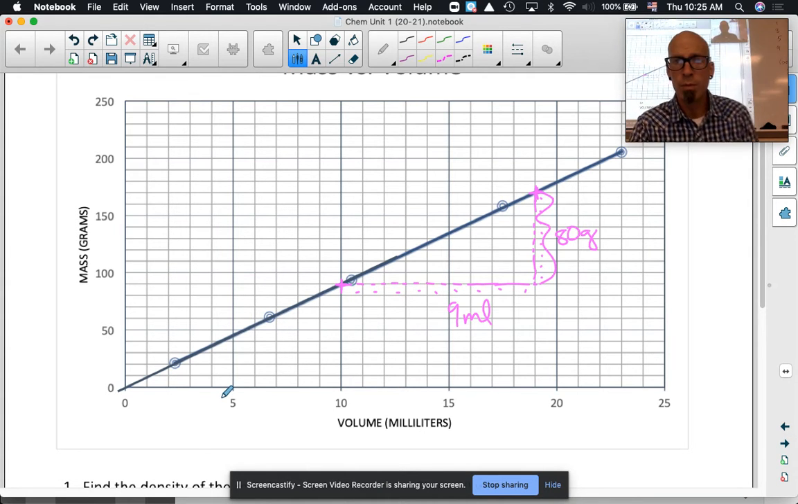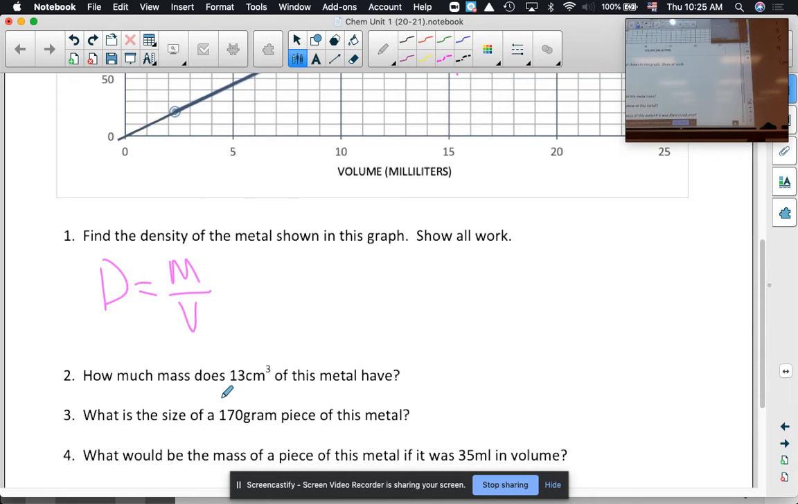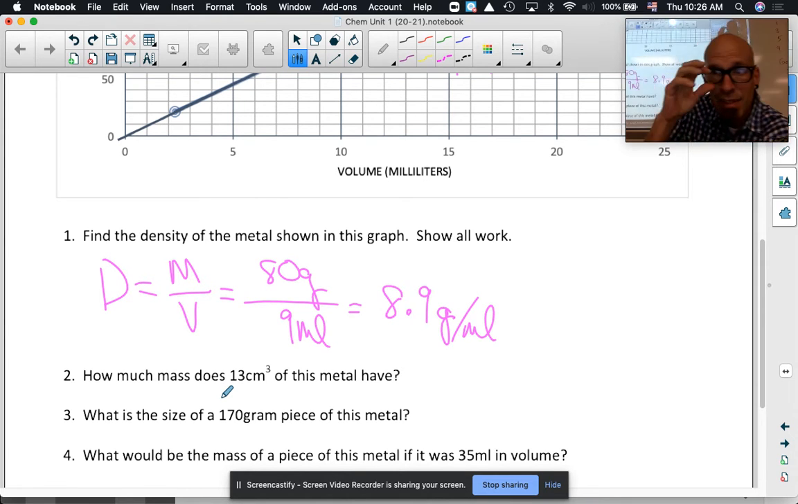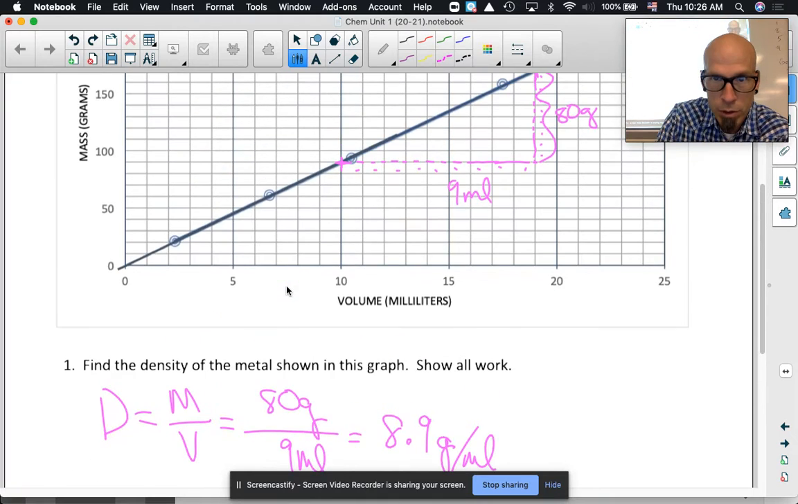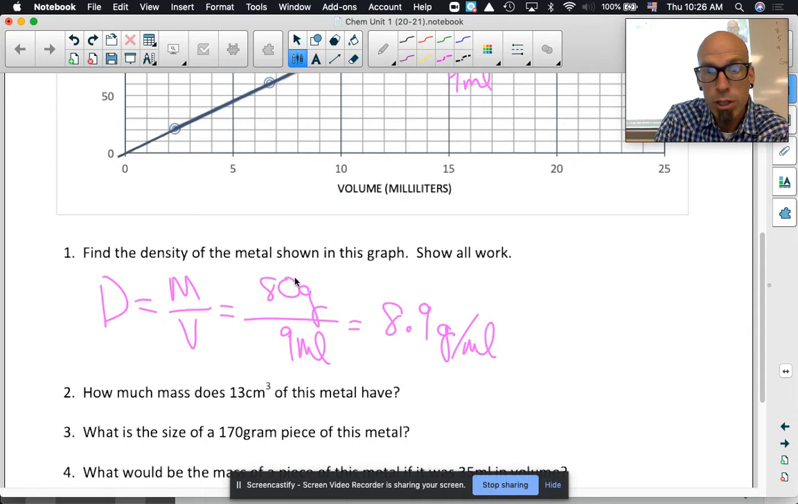So then I scroll on down here where it says to show my work. And I say, okay, I'm finding the density, which is the mass to volume ratio. And that is 80 grams up top and 9 mLs in the bottom. And that is 8.9-ish grams for every mL. So that's the kind of stuff you have to show. You have to show, first of all, on the graph that you found the rise and the run, which is what you need for the slope. Then you'll show that you put the rise over the run, which is actually a mass over a volume, which is the mass to volume ratio, which is what density is.